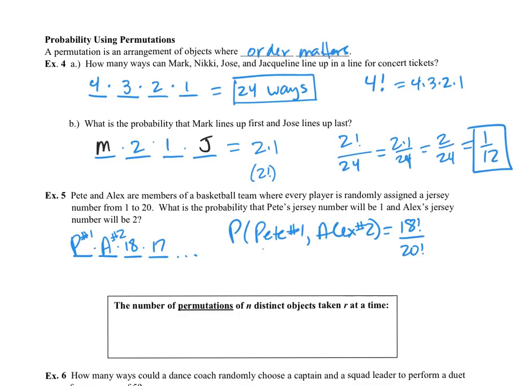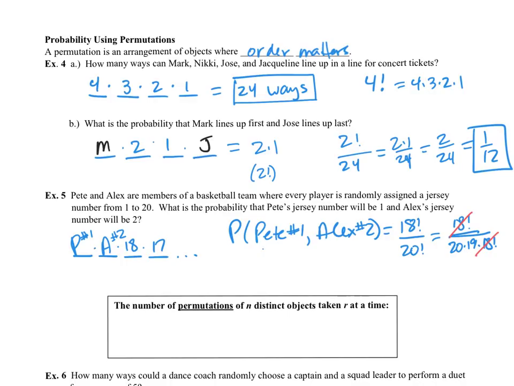So let's talk about how we could simplify that. I'm just going to write 18 factorial in the numerator and then start writing 20 factorial in the denominator. So that would be 20 times 19, and then times 18 times 17 times 16, etc. In other words, times 18 factorial. So I wrote it that way so that I can actually cancel this 18 factorial.